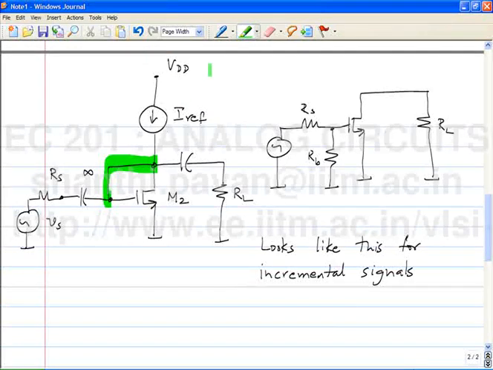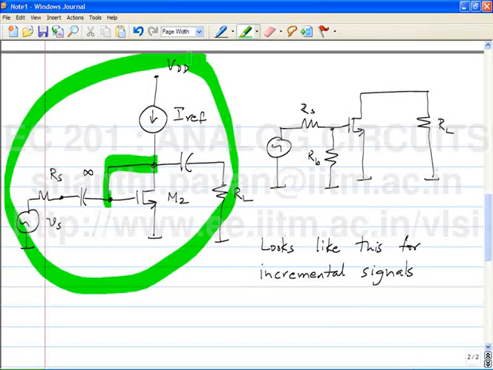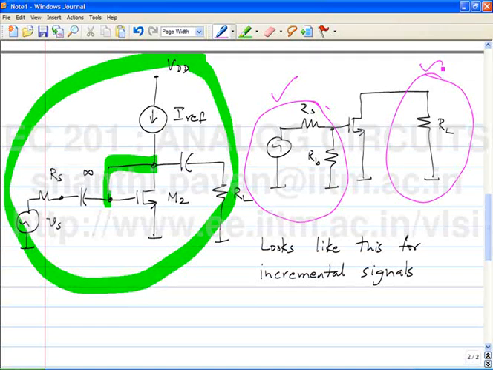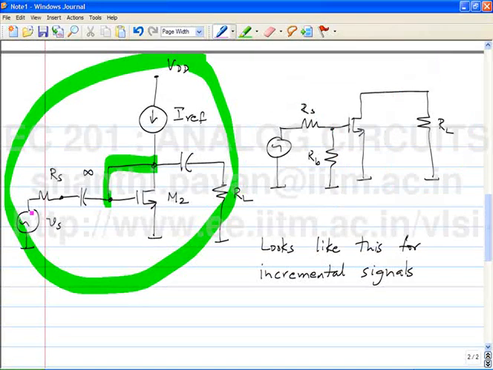If I drew the incremental equivalent of this chap, now how will it look? This part is okay, this part is fine, so is this part, but in the incremental equivalent we want gain. What is there in the bias circuit now that prevents you from getting gain? The drain and the gate are shorted in the bias circuit. If you did that, the AC gain you will get is not 1. It is not RL by RL plus RS, tempting though it may sound.